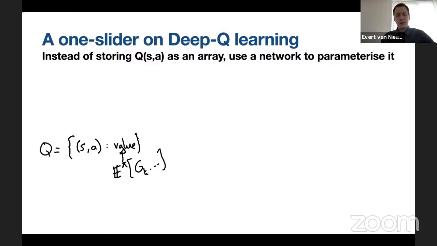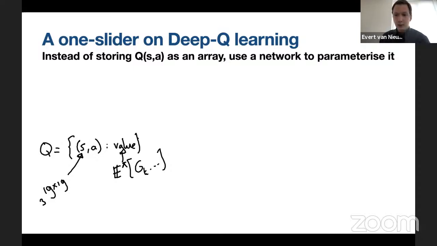The problem though, if you go this route, storing Q as an array or as a dictionary, is that very clearly, if you wanted to do this for Go, you run out of memory immediately, right? Because of all the possible states of Go, I think it's a 19 by 19 board, and each vertex of that board can either be empty, white, or black, right? So we have 3 to the power of 19 times 19 different states. Of course, there are symmetries, but that's still massive. So there's no way that you're going to store that in memory, and so there you have to do something a little more clever.